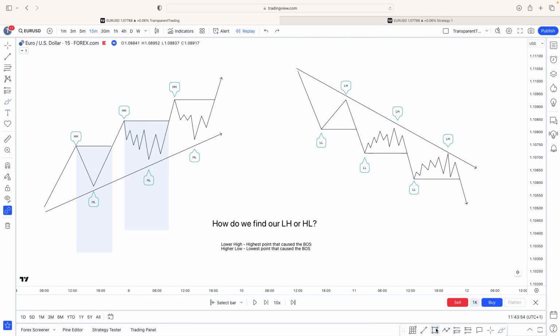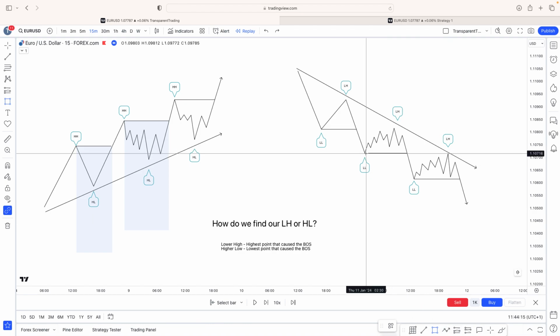Now it's exactly the same principle for the bearish example. Okay, we have a push down, we have a pullback, and then we have a push down and a break of structure. As soon as we get this break of structure here, we know that a lower high has been cemented and caused that break of structure to the downside, right? Simple stuff. How do we find that lower high?